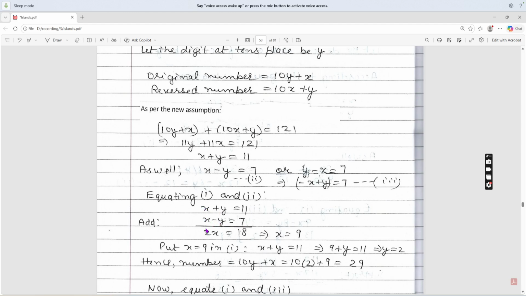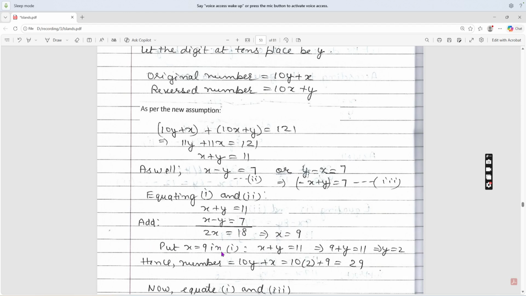Now the coefficients are already the same in magnitude. So we are going to add these two equations because the sign of the coefficient of y is reversed: one is positive, one is minus. So plus x and plus x is 2x, plus y and minus y is 0, and 11 plus 7 is equal to 18. So x is equal to 18 upon 2, that is equal to 9.